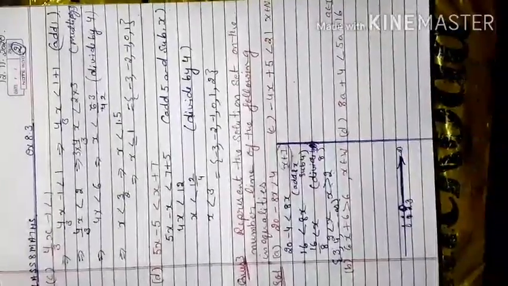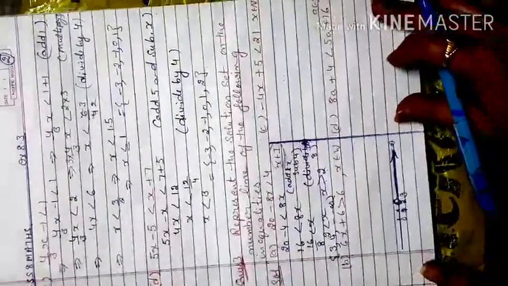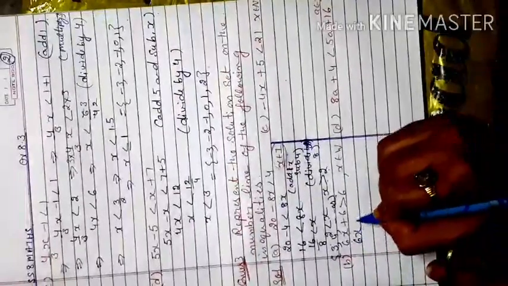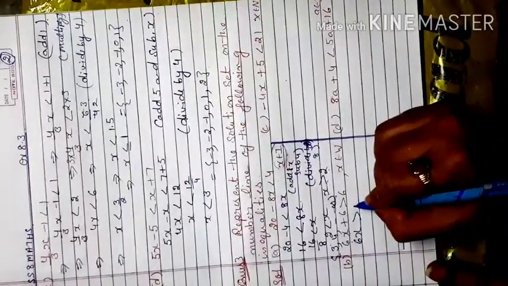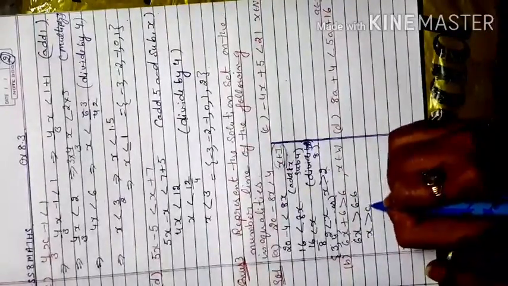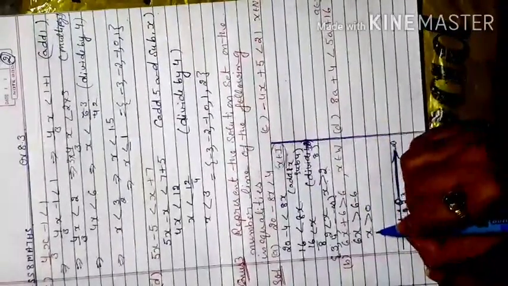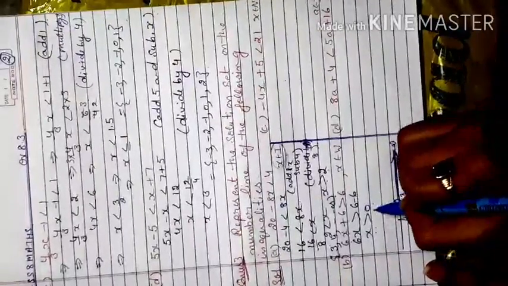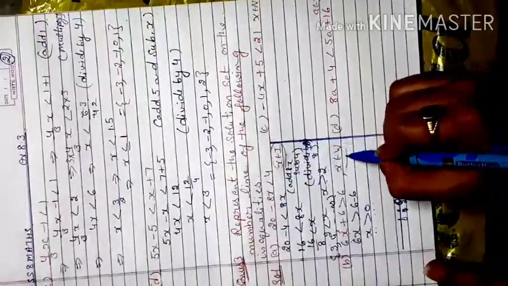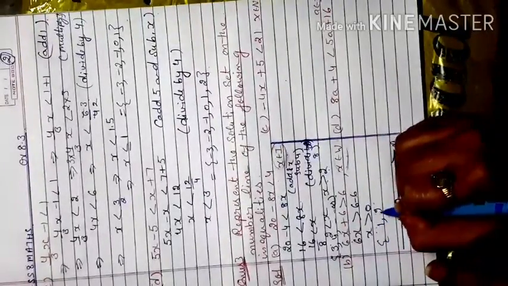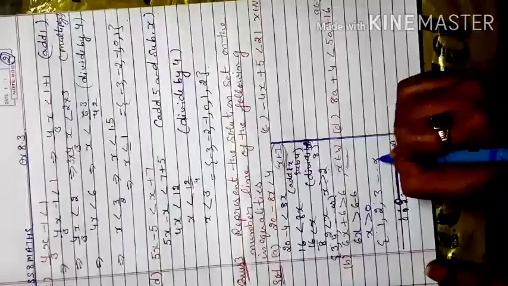Similarly, your B part is 6x plus 6 greater than 6. When 6 moves to the other side, 6 minus 6 will be 0, then x greater than 0. Now here that shows x greater than 0. So your solution set, because your universal set is the whole numbers, 0 is not included. According to that, your solution starts from 1, 2, 3 up to infinity.